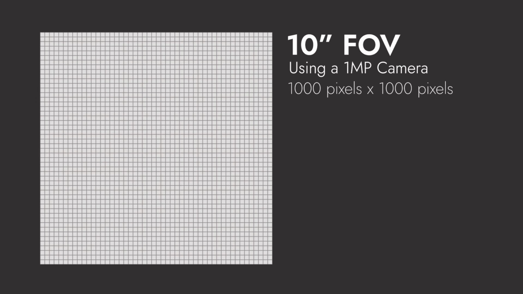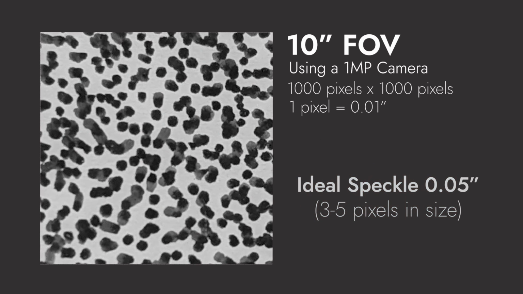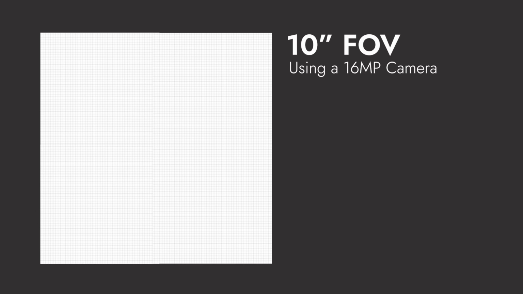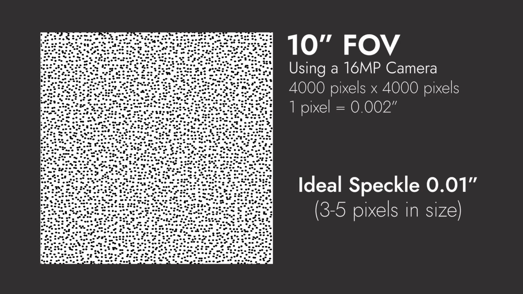For example, for a 10-inch field of view, using a 1 megapixel camera with a 1000 by 1000 pixel sensor, each pixel covers 0.01 inches. So a good speckle size would be 0.05 inches. For the same field of view, using a 16 megapixel camera with a 4000 by 4000 pixel sensor, each pixel is 0.002 inches. So a good speckle would be 0.01 inches in size.